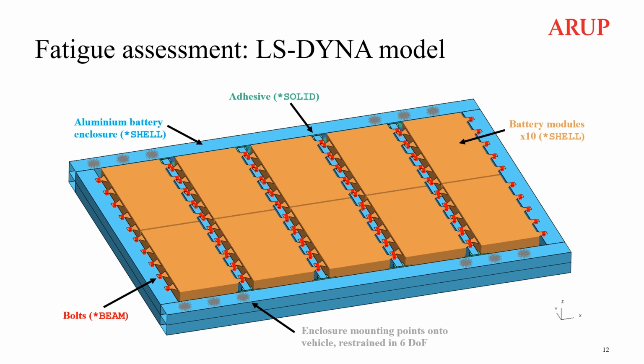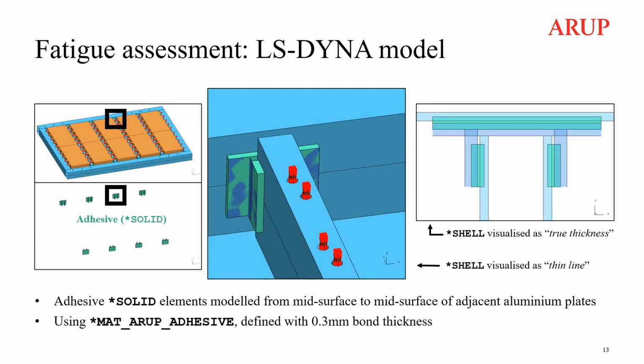The adhesive bonds occur on the joints which connect the cross members to the side members, which we can zoom into now. These connections use tied contacts between the adhesive solid elements and the aluminium shell mid-surfaces on either side. A material definition for matte Arup adhesive was used for the adhesive, which allowed for a stiffness correction to match a true 0.3 mm bond thickness, despite the solid element thickness being much greater than this.